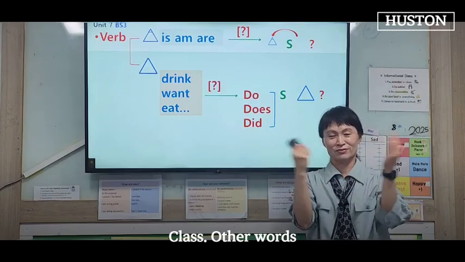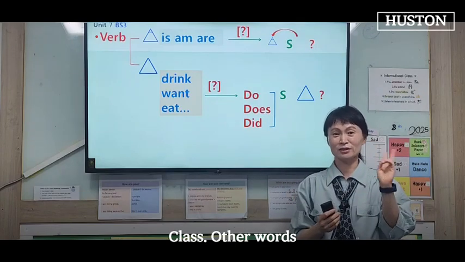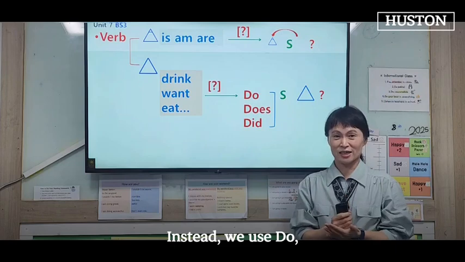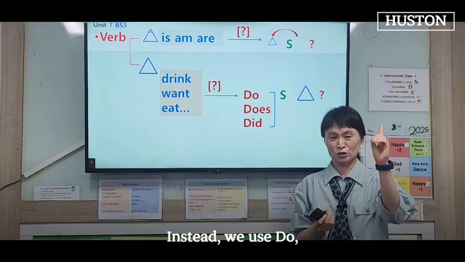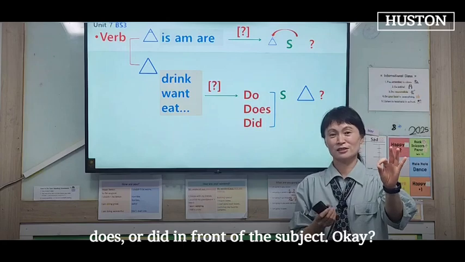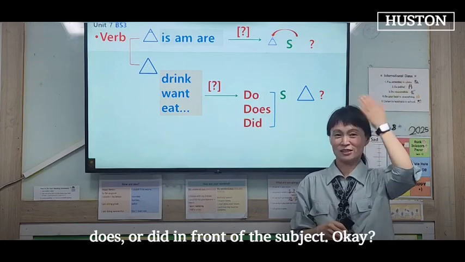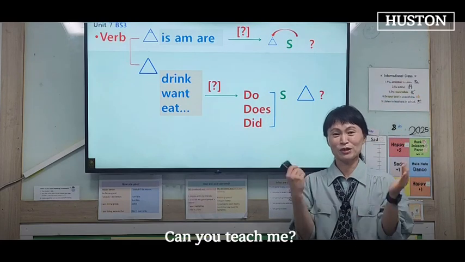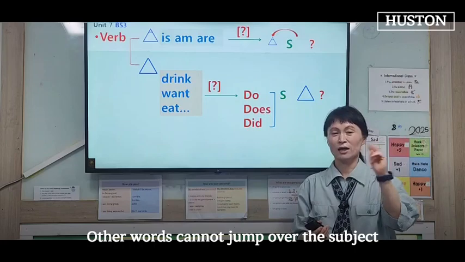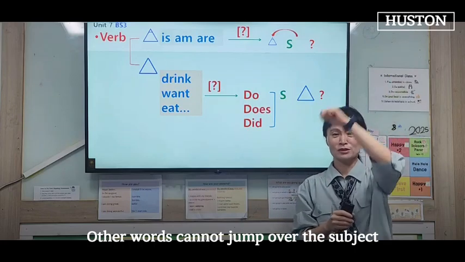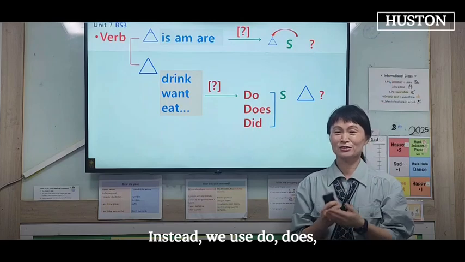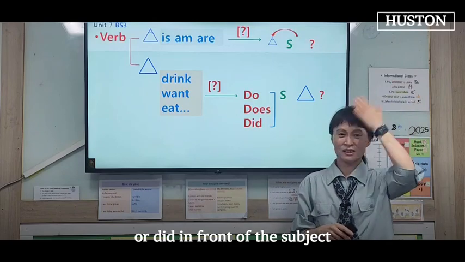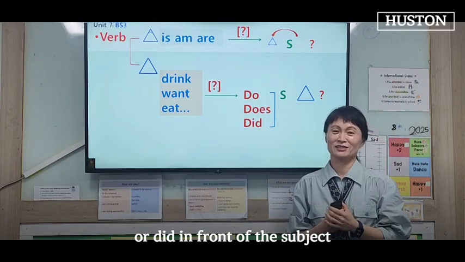Class, meter. Other verbs cannot jump over the subject. Instead, we use do, does, or did in front of the subject. Okay? Can you teach me? Teach. Other verbs cannot jump over the subject. Instead, we use do, does, or did in front of the subject.